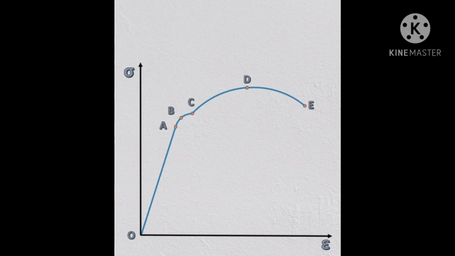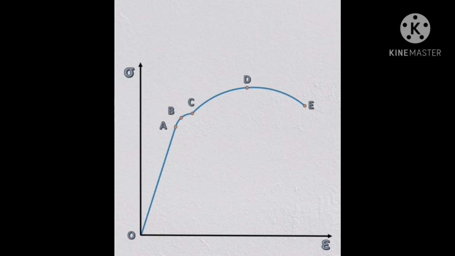Stress at point A is known as the proportional limit. Hooke's law is valid up to point A. The slope of the line OA represents Young's modulus or modulus of elasticity, and it can be calculated as stress divided by strain within the proportional limit. With increase in stress beyond the proportional limit, strain begins to increase more rapidly for each increment in stress.